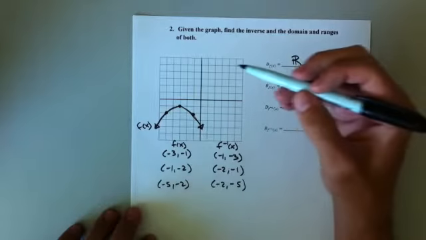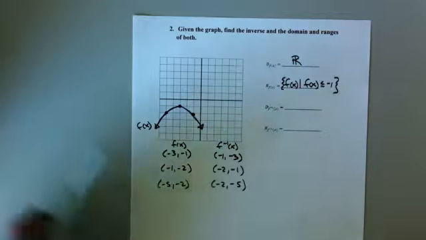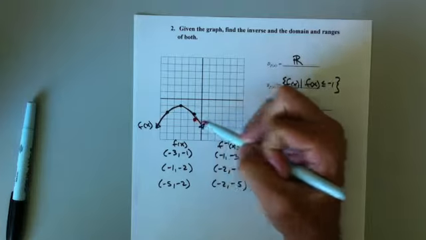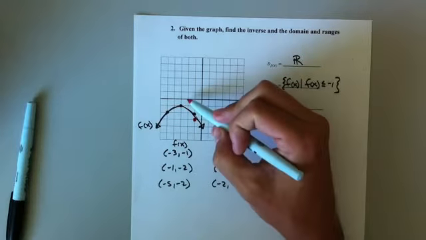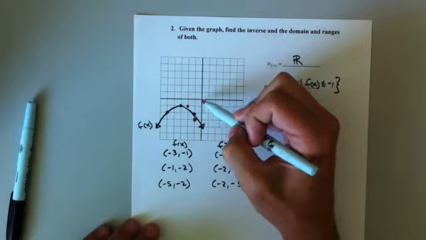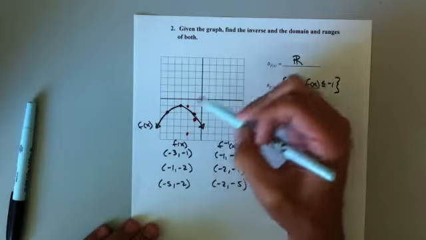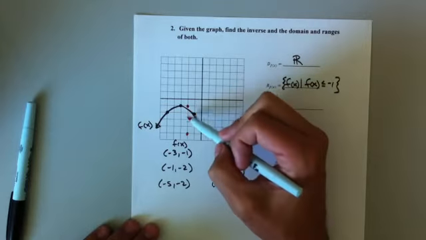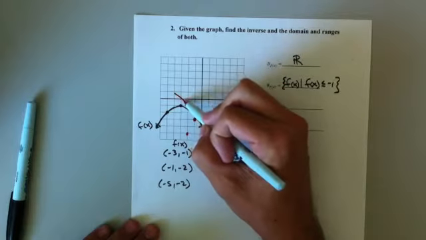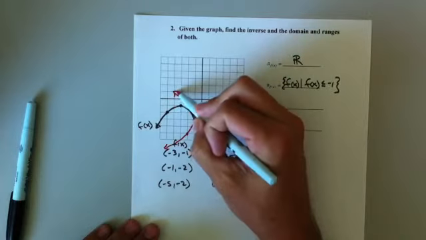So let's take a look and see what those things look like. If I were to graph it, it'd be -1, -3. It'd be -2, -1. And it would be -2, -5. Okay, just verifying that. All right, so it would look something like this.